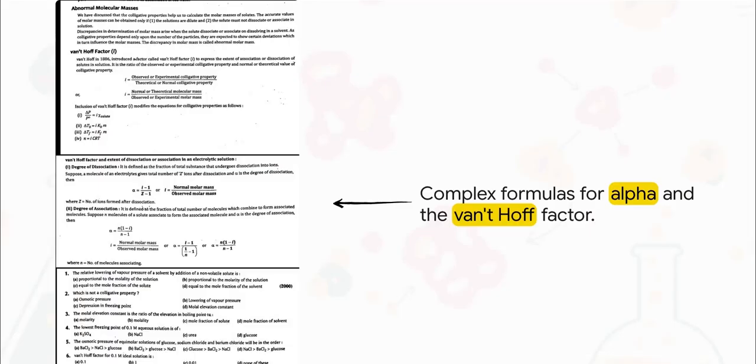Now, what's really fascinating is how we mathematically pin down that behavior using alpha, which stands for the degree of dissociation or association. For dissociation, the math is relatively straightforward. Alpha equals (i minus 1) divided by (z minus 1), where z is the number of ions formed. But for association, look at how the formula flips to account for n molecules combining into 1. It becomes alpha equals (i minus 1) divided by (1/n minus 1). I know, it looks a little intimidating at first glance, but it's really just a precise way to calculate exactly what fraction of your solute is rebelling against your theoretical assumptions.